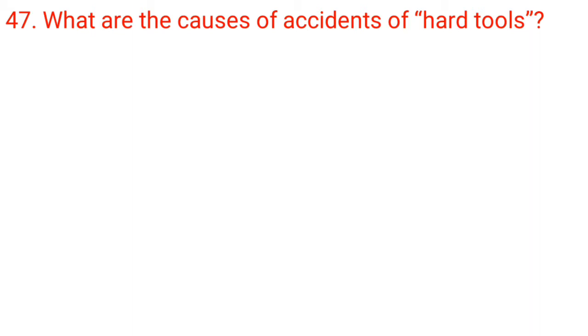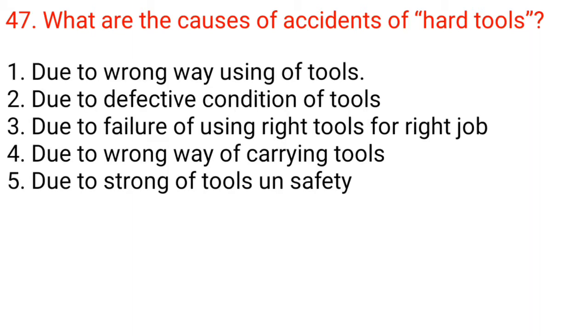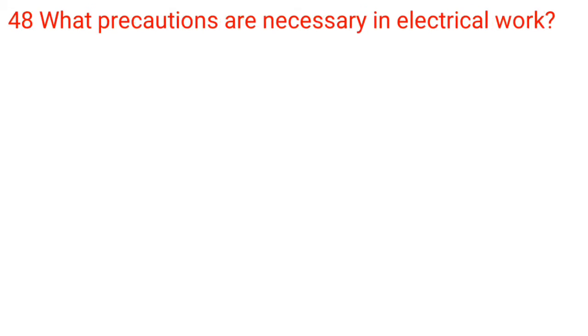47. What are the causes of accidents with hand tools? 1. Due to the wrong way of using tools. 2. Due to defective condition of tools. 3. Due to failure to use the right tools for the right job. 4. Due to the wrong way of carrying tools. 5. Due to storing tools unsafely.